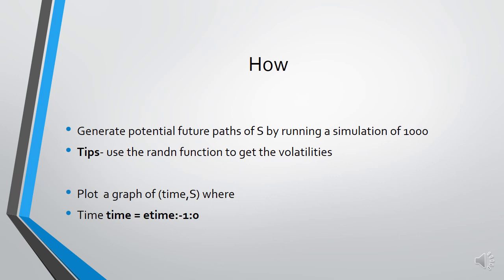You could use the rand function to get the unknown volatilities, how they'll behave over the period. Then you could plot a graph of time versus that future S that we have generated, and that is a time horizon. So in this case, we know our ending time is 50, and we keep what? Decrementing it by 1 day up to the time we get to the S naught, which is the initial time. I hope you'll be able to get this one done right.